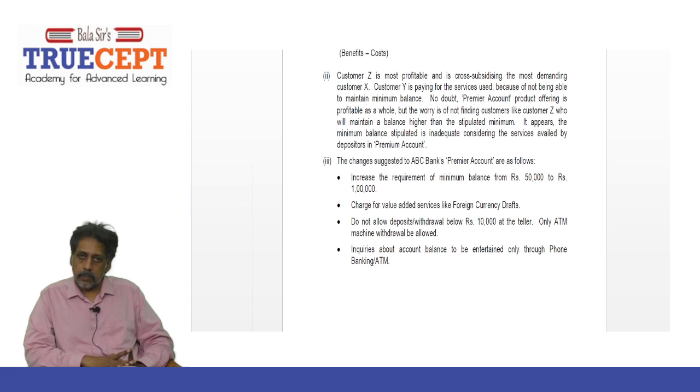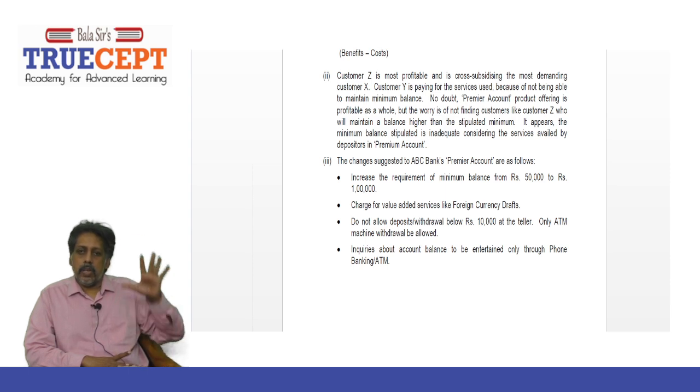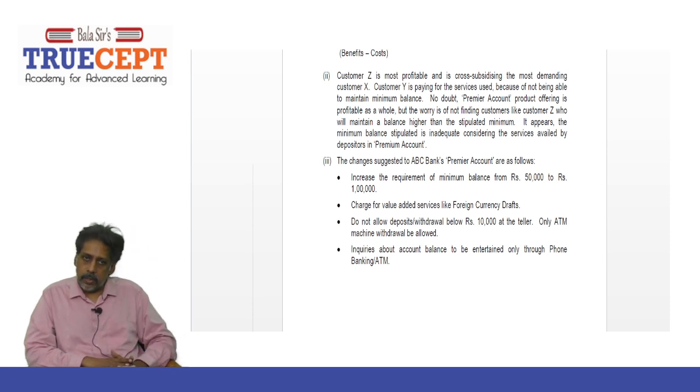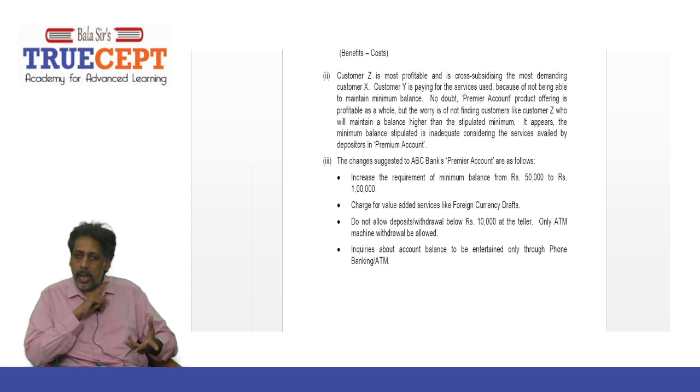Okay. Then number 3, the changes suggested to ABC Bank's premier account are as follows. Number 1, increase the requirement of minimum balance from 50,000 to 1 lakh. You can increase from 50,000 rupees to 1 lakh, possibly 1 lakh 50 or 2 lakh, right? Then charge for value-added services like foreign currency drafts. So basically, for handling a foreign currency draft, charge the customer for it. Next. Then next, do not allow deposit or withdrawal below 10,000 at the teller. Only ATM machine withdrawal be allowed.